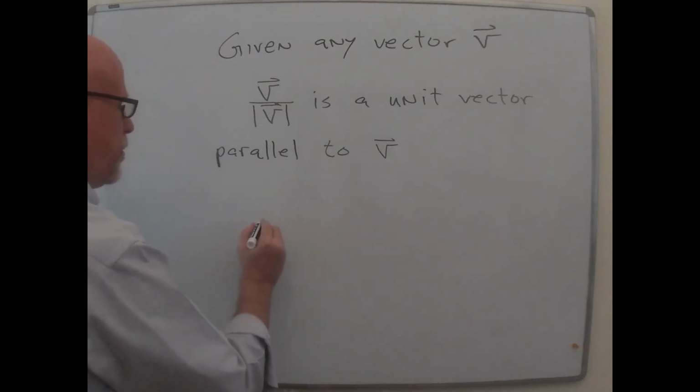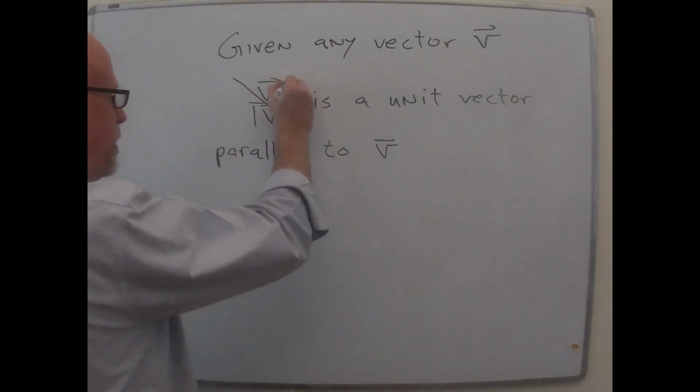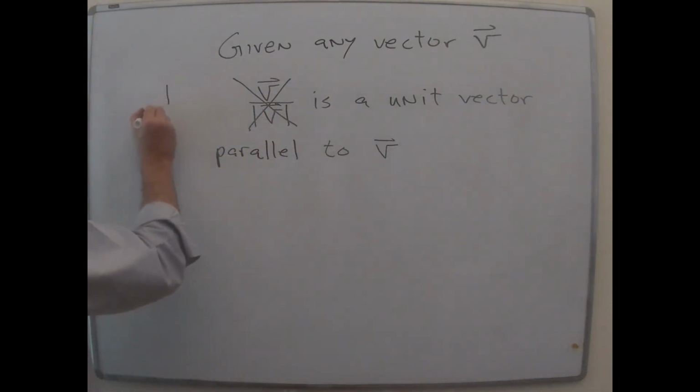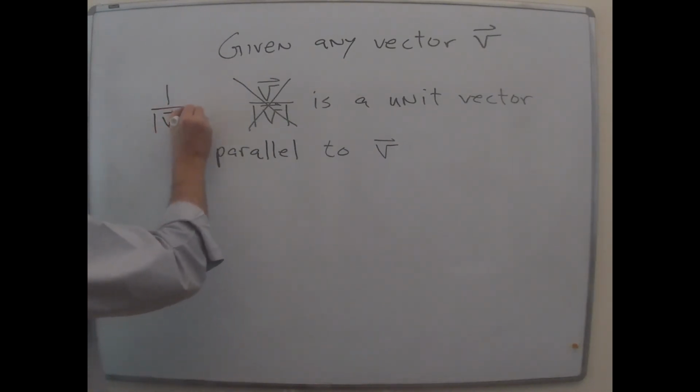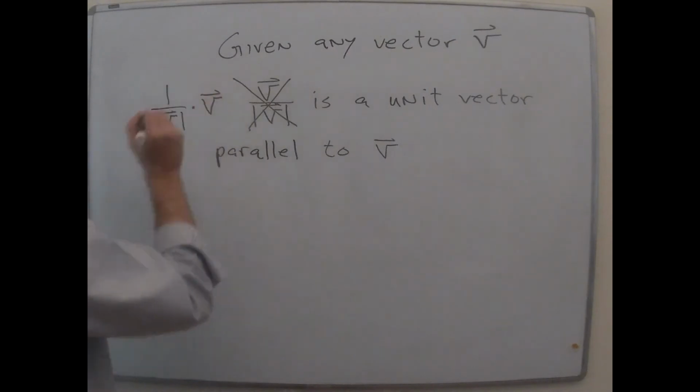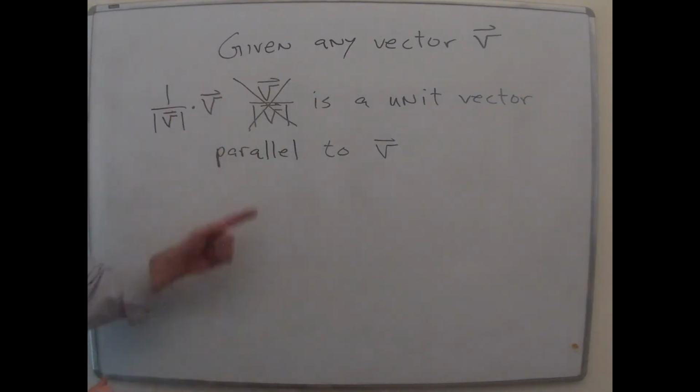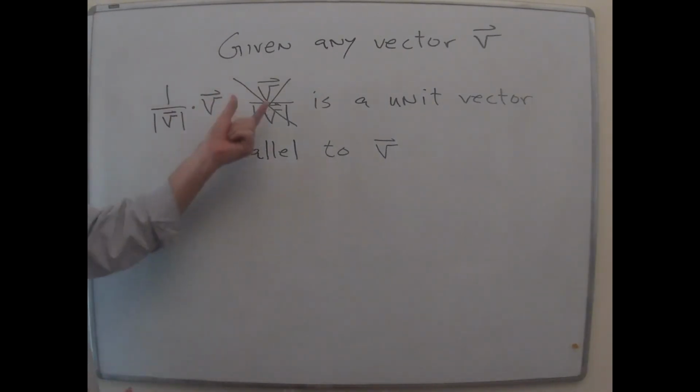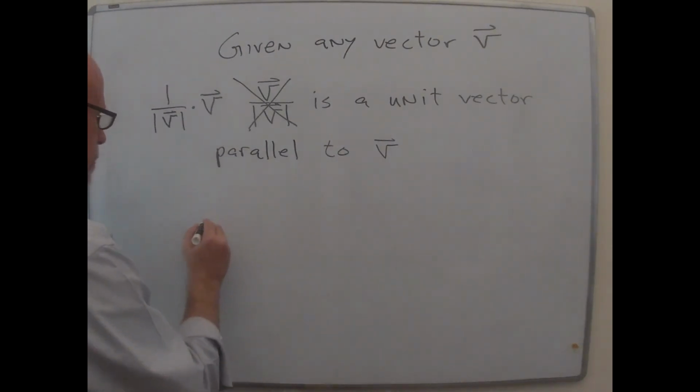You could also write this thing as 1 over the length of v times v. Is that better? Except this is pretty handy shorthand, right? To just say, okay, we can divide v by its length. Let's do an example of this.